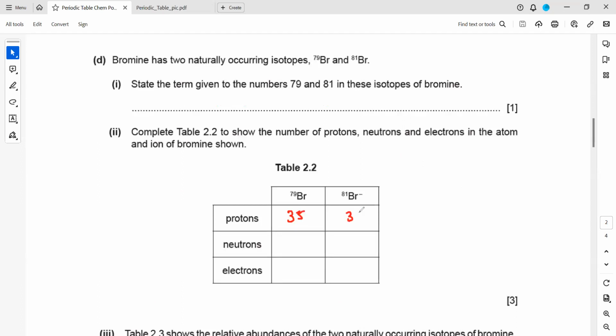This should also be 35. For electrons, it's neutral. For the first isotope it is neutral, that is 35, but the second one is an ion. It has a charge of -1, so this should be 36.